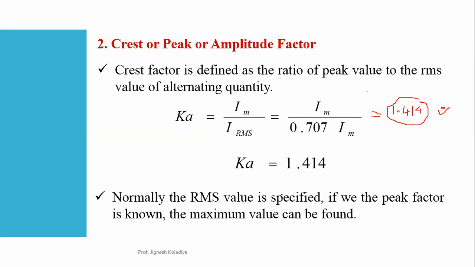The same thing we can find for voltage also. Here you just have to replace Vm, and it is 0.707 into Vm. Again you are getting the same thing. Normally the RMS value of the voltage is specified, and if we have the peak factor, you can easily calculate the maximum value. So these two definitions you have to remember. RMS upon average means form factor. And peak value upon RMS value means peak factor, amplitude factor, or crest factor.